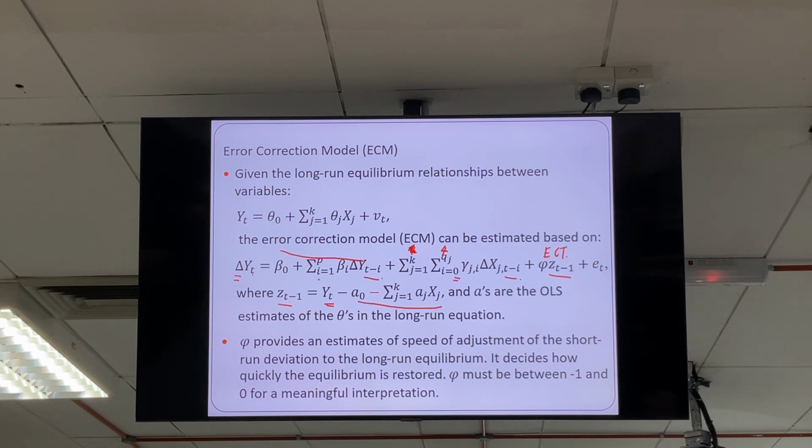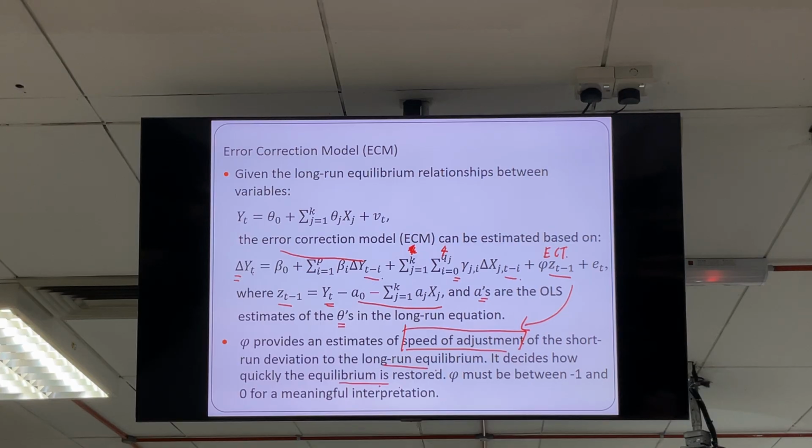And this refers to the long run relationship. The data is from the long run estimation. So what does the ECT refer to? This ECT refers to the speed of adjustment. How fast the short run deviation returns to the long run equilibrium is used to measure the speed of adjustment. So how quickly is the equilibrium restored?